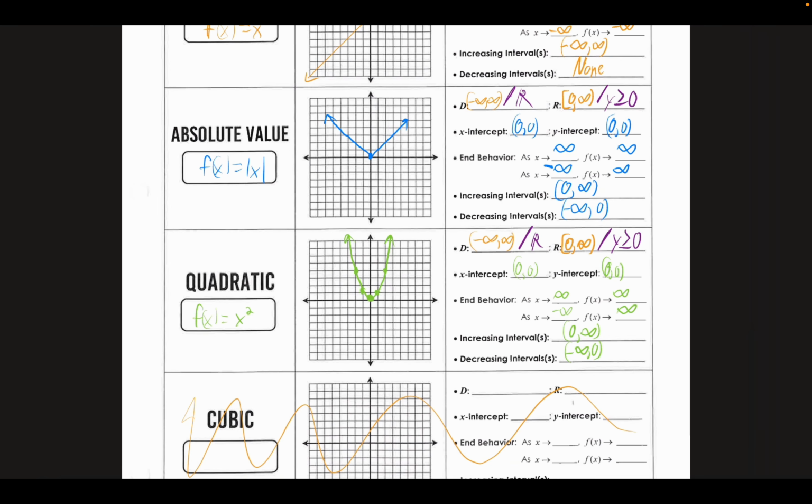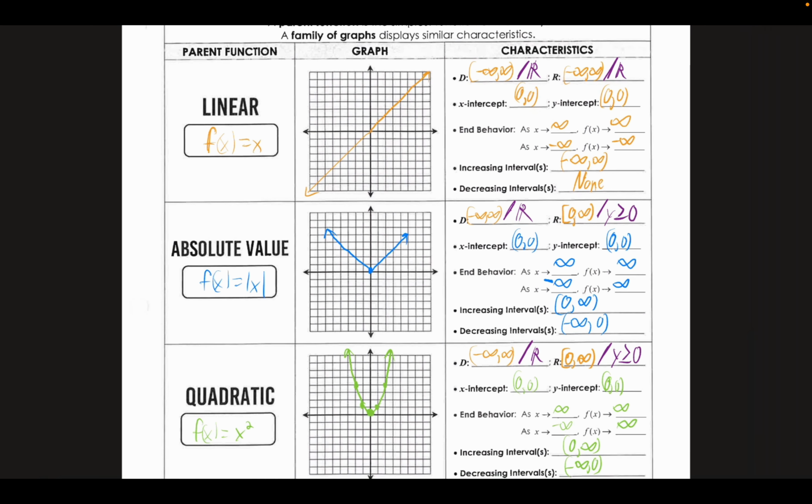Now, to recap these, the domains for each of these are always, 100% of the time, all real numbers or negative infinity to infinity, whereas the range is only negative infinity to infinity, or all real numbers, for linear, whereas absolute value and quadratic are not that way. And the x-intercept and y-intercept move around for these depending on transformations that happen. For absolute value and quadratic, it's even possible to have two x-intercepts, such as here, across the x-axis twice. But each of these will only ever have one y-intercept, even though it can move where it is.